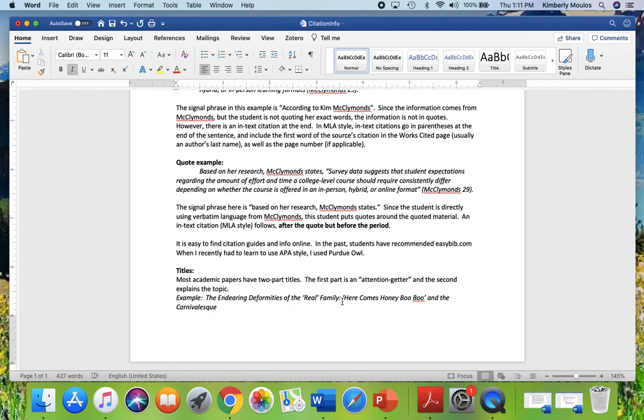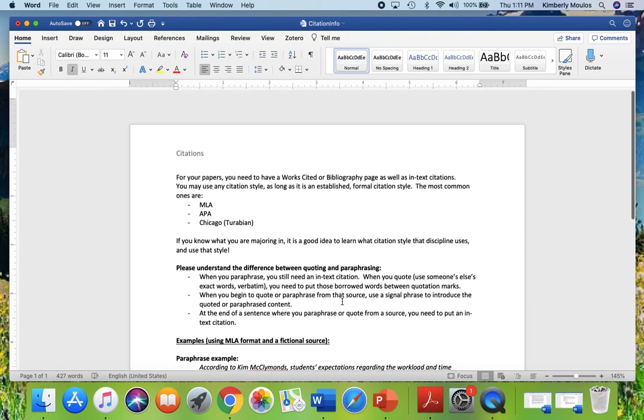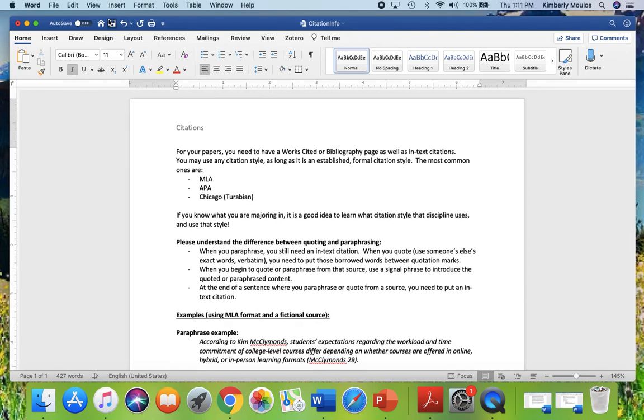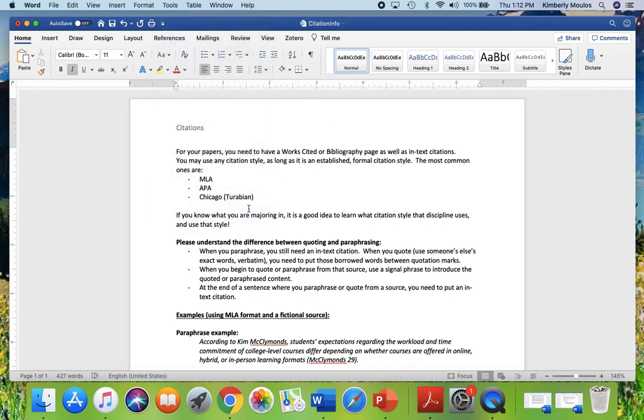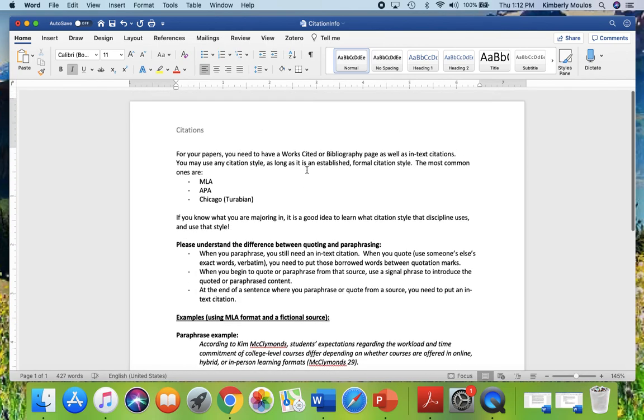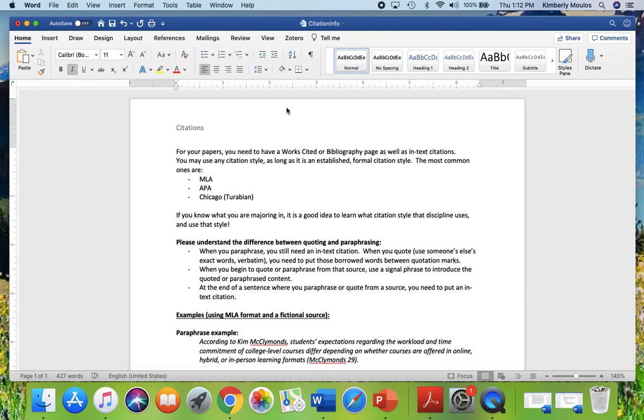A few last things that I want to mention are that you should be using Microsoft Word for your papers, and you need to turn in your paper as a Microsoft Word document, because I use, up here you can see, this track changes feature, which allows me to leave red marks and comments throughout your paper and give you extensive feedback. So I need you to use Microsoft Word so I can use that feature.